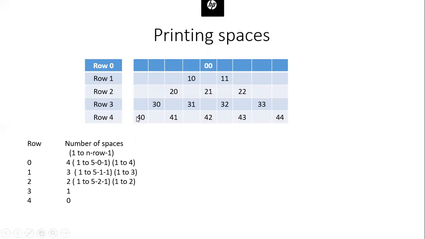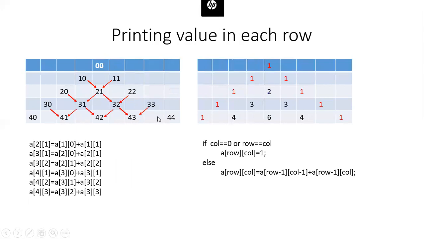Likewise, your formula proceeds. If you consider the last row with index 4, we will not have any space in that. That is, the number of spaces is 0. So the general formula for printing spaces in each row is 1 to n minus row minus 1. Now let us see how to print the values in each row.